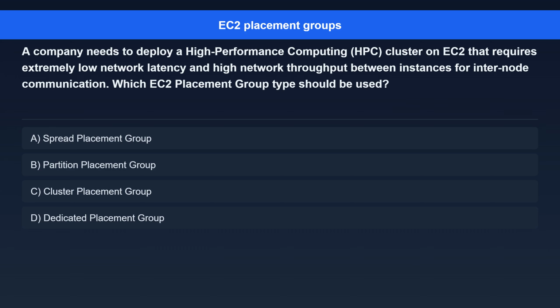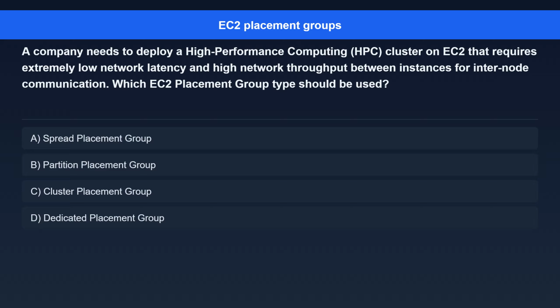Question 4. A company needs to deploy a high-performance computing (HPC) cluster on EC2 that requires extremely low network latency and high network throughput between instances for inter-node communication. Which EC2 placement group type should be used?